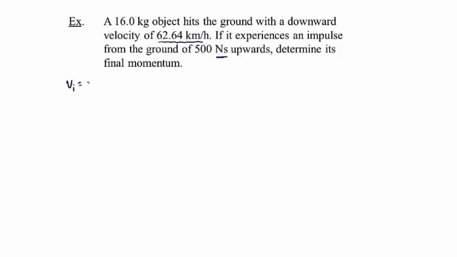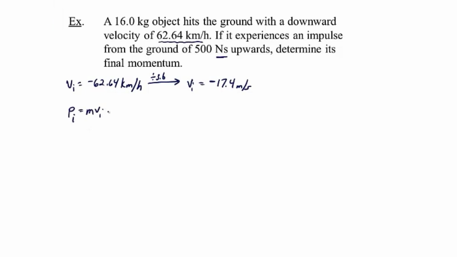So initial velocity, 62.64 kilometers per hour down, as indicated by the negative sign, and when we convert it to meters per second by the conversion factor, dividing by 3.6, you get the initial velocity to be negative 17.4 meters per second. So we want to calculate the final momentum. Well, let's calculate the initial momentum first.